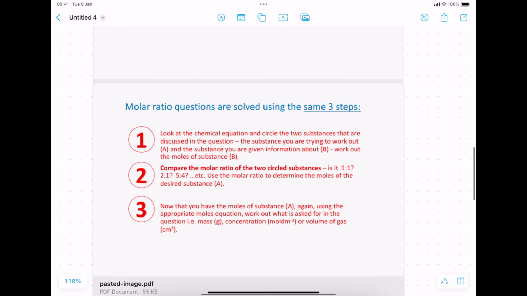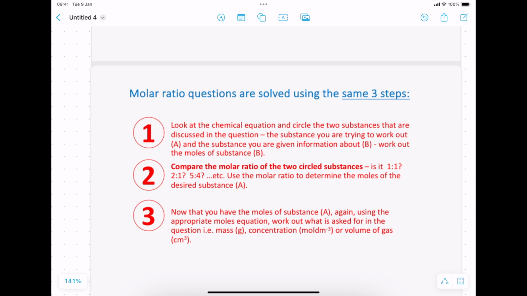So just going to scroll up and you can see this is what I went through. It involves working out the moles of something you were given information on, then using the molar ratio between the thing that you want and the thing you have information on, and then finally turning that into a mass or a concentration or a volume or whatever is asked for in the question in point number 3. So again, go back and watch the video I did on this, as this process is described in detail.